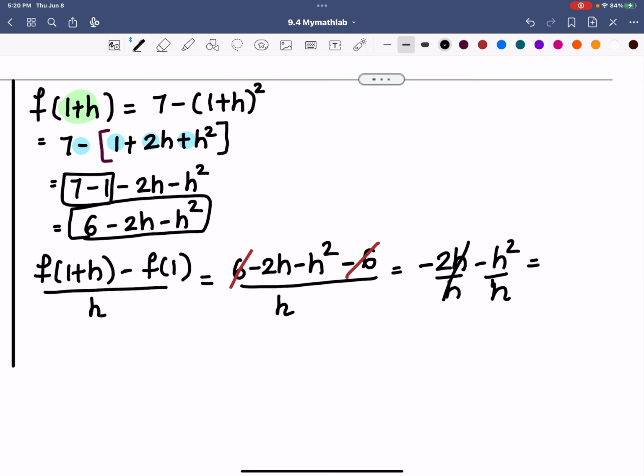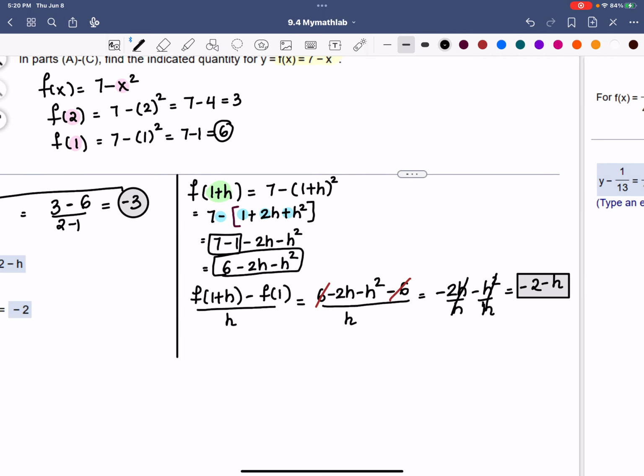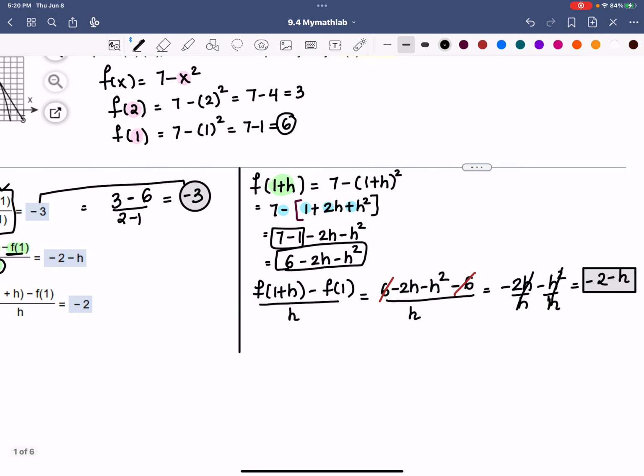h and h, boom, cancel. Negative 2, h and h cancel. I'm left with h. So this is what I have: -2 minus h. And let's see if the answer matches. Dun, dun, dun. Oh, yes, it did.